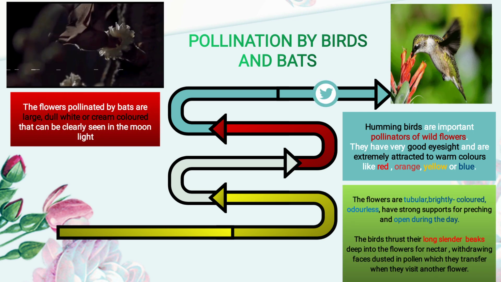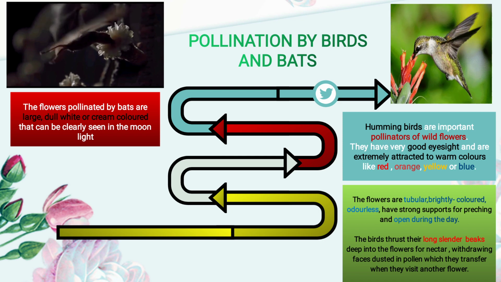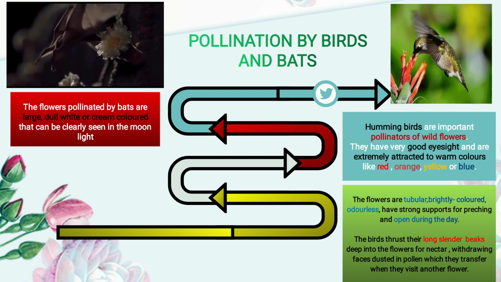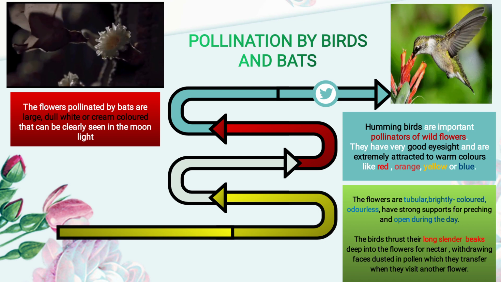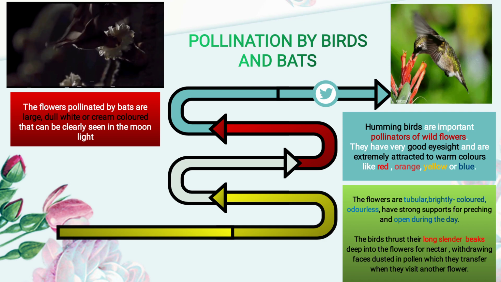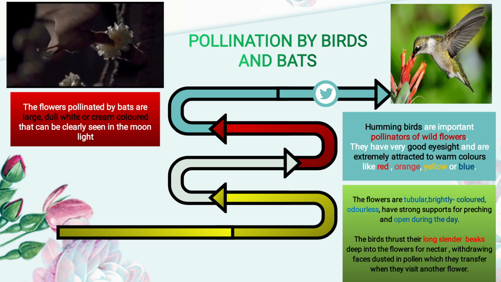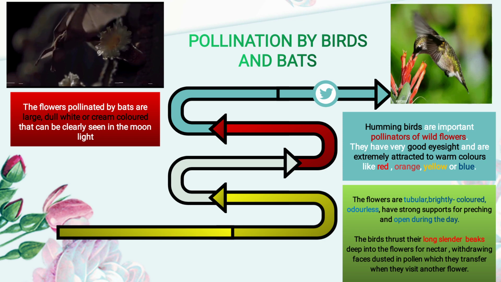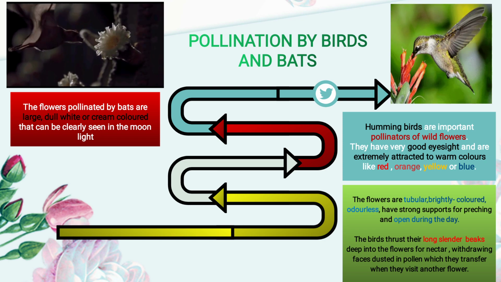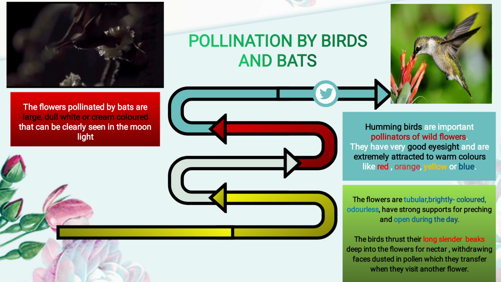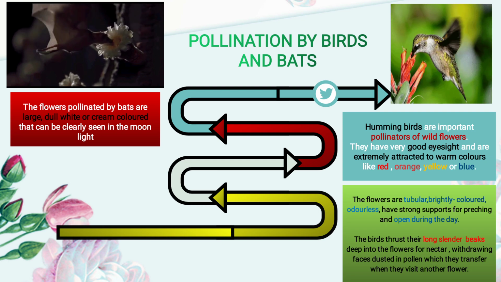So the flowers pollinated by bats are large, dull, white or cream colored, so that they can be clearly seen in the moonlight. Now you see the bat, usually we see it at night. Okay, so the flowers are dull white. So in the moonlight that white color can be easily seen from far away by the bat.